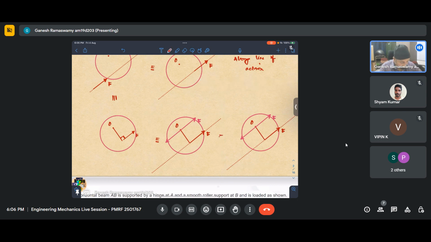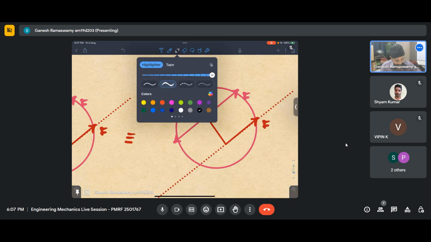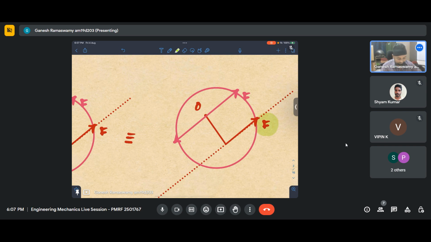Let me discuss what happens here. Now in this force system, this force and this force are separated by a distance, let us say d, and we know that this is also F. So when two forces are equal in magnitude, opposite in nature, and separated by a distance d, it essentially leads to the formation of a couple. So this will give out a couple of magnitude Fd.